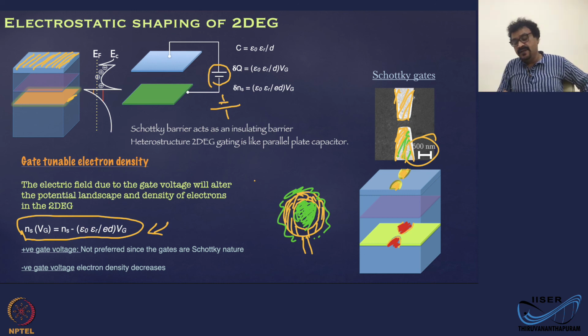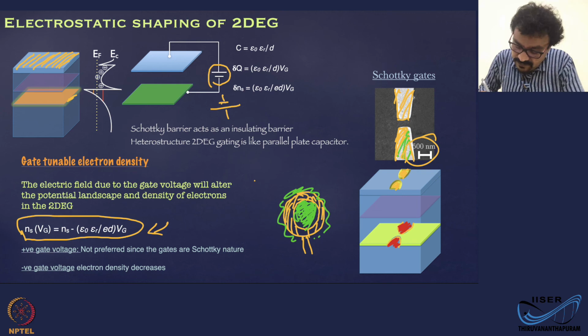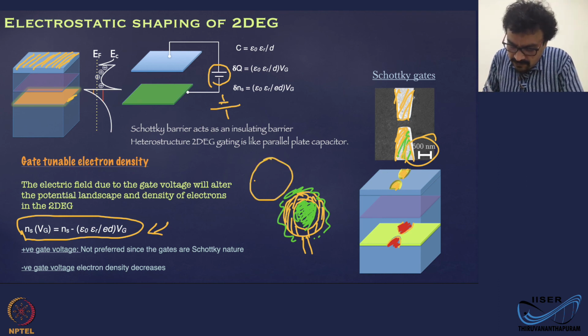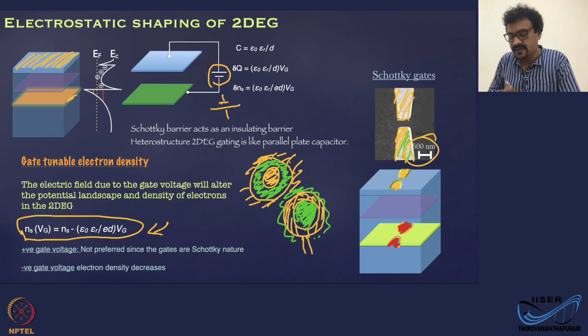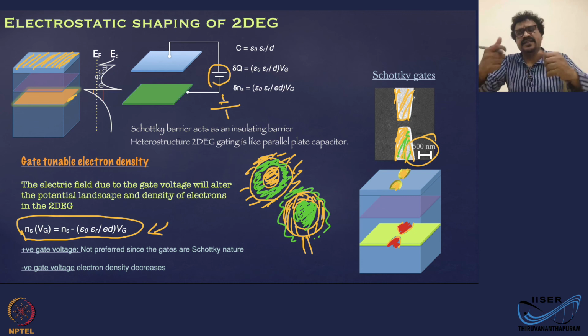In contrast, you can make another gate pattern. Say the gate is like this, the gate is here and the gate is here, then you will get electrons in the middle. You get a ring of electrons in the 2DEG, in the two-dimensional electron system. So whatever the shape you have in the gate pattern, you get a mirror image of that.